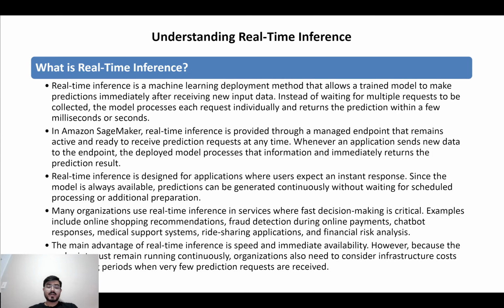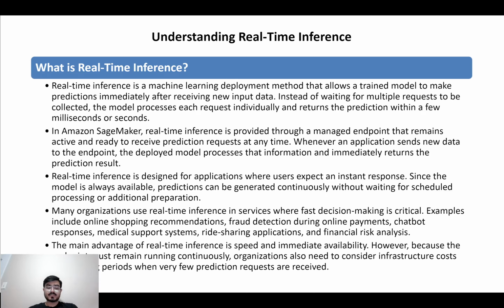Amazon SageMaker provides this feature using something called a managed endpoint. You can think of the endpoint like a receptionist. Whenever someone arrives with a request, the receptionist receives the request, sends it to the correct person, and then returns the response. Similarly, a SageMaker endpoint receives prediction requests, sends them to the deployed machine learning model, and then returns the prediction back to the application.